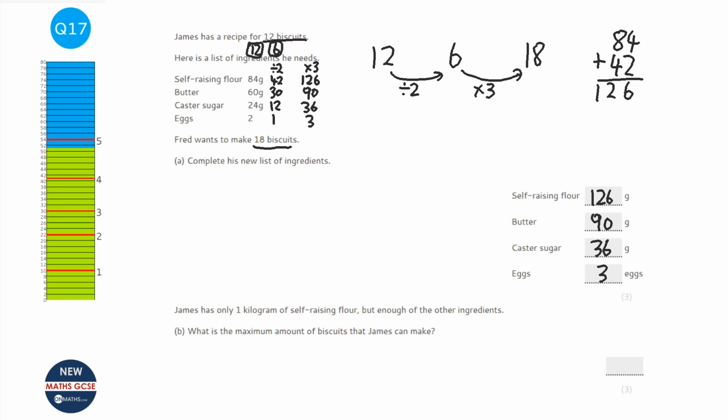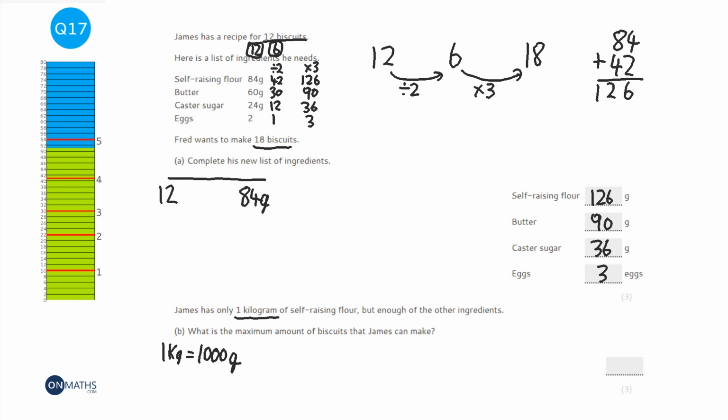Okay, second part of the question says that we've got enough of every other ingredient, but only 1 kilogram of flour. Now, first thing to note here is that 1 kilogram is 1,000 grams. So that's really important to know for this. And we need 84 grams of, and I'm going to do my working up here, but normally in your exam, make sure you do it underneath the question. So we know that 84 grams gives us enough for 12 biscuits.